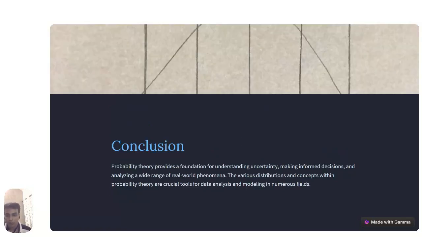Conclusion. Probability theory provides a foundation for understanding uncertainty, making informed decisions, and analyzing a wide range of real-world phenomena. The various distributions and concepts within probability are crucial tools for data analysis and modeling in numerous fields.